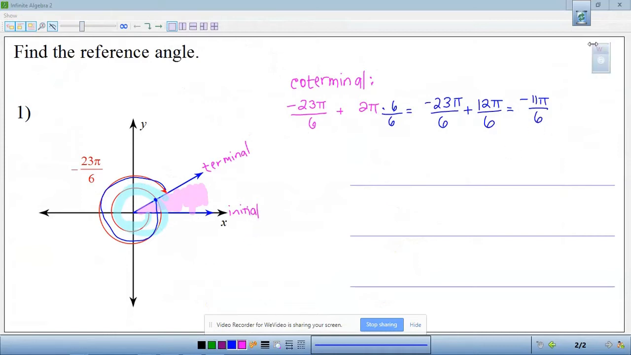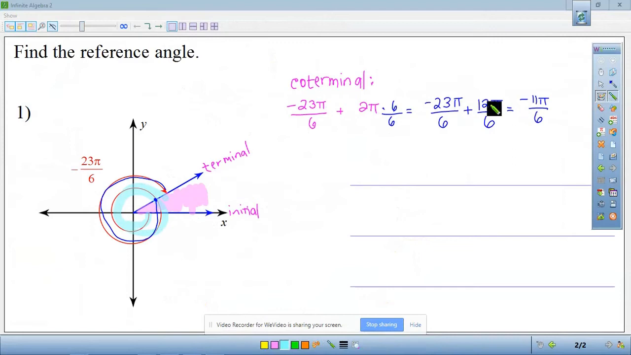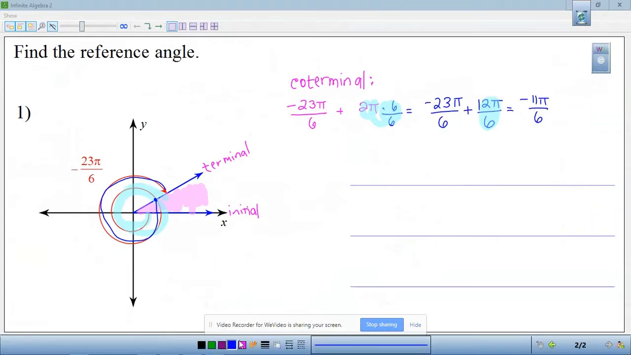So I'm going to add another multiple of 2 pi. Now, since we've already found that 2 pi is the same as 12 pi over 6, let's just go ahead and write it as plus 12 pi over 6 from now on. So I'm going to add 12 pi over 6. Negative 11 pi over 6 plus 12 pi over 6 is just pi over 6.